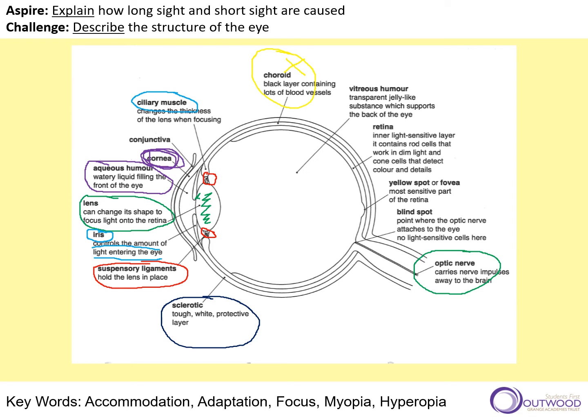retina, and that's probably one of the most important aspects of your eye. Now, the retina is a layer inside your eye. It's basically the back of your eye. It contains something called rod cells and cone cells. So rod cells work in dim light, and cone cells detect color and details. Okay, so that's what your retina does.